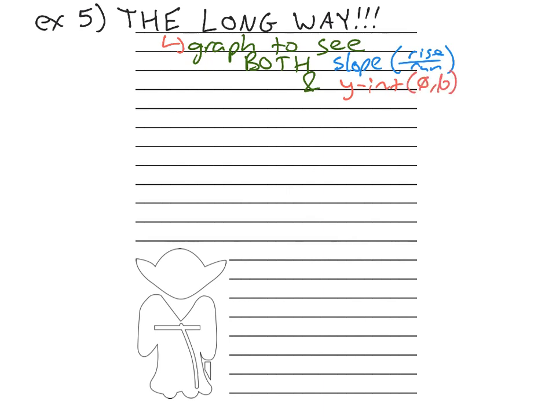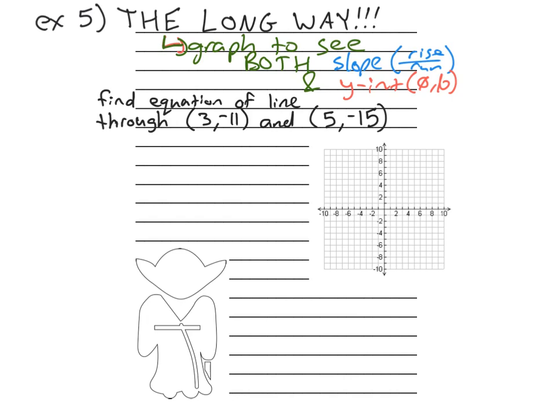So again, this is the longer way. If you're given 2 points, you can graph to see both the slope, rise over run, and see where it crosses the y-axis for your y-intercept. We're going to do example 3, the same 2 points in example 3, but we're going to graph them instead. All right, there's the same example like I said. We're going to find the equation of the line through 3, -11, and 5, -15, but we're doing the long way this time by graphing to see the slope and y-intercept.